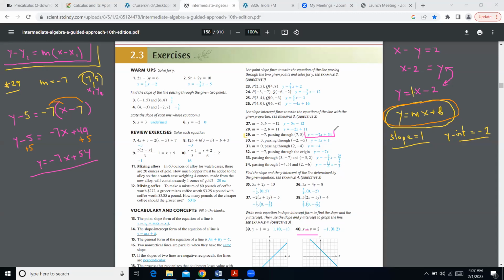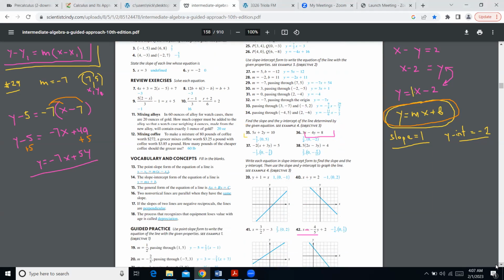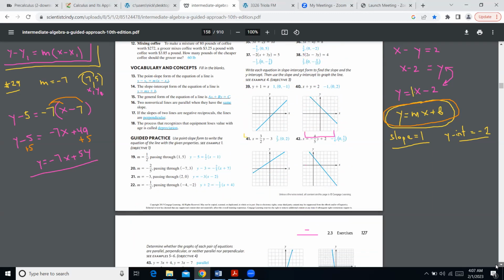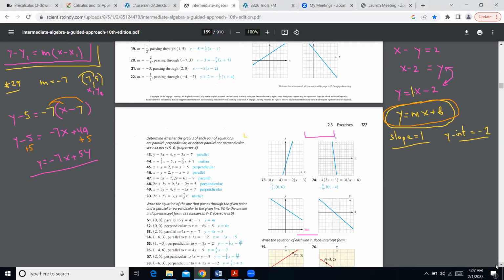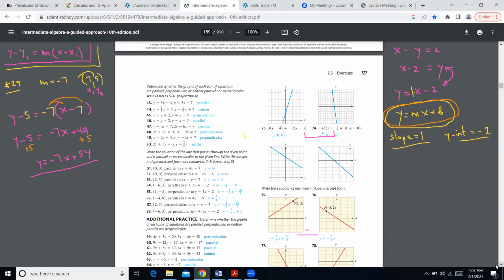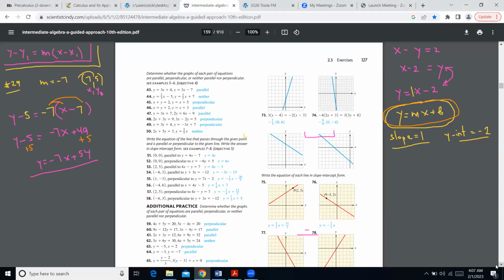So let's just practice, do some problems here, and let me continue with this. I'm going to be looking at the other things this section has for us. So let's check out the next page. On the next page, they start to talk about lines being parallel or perpendicular.